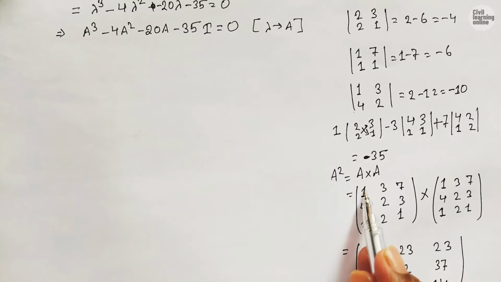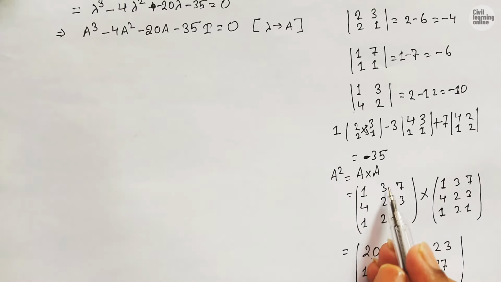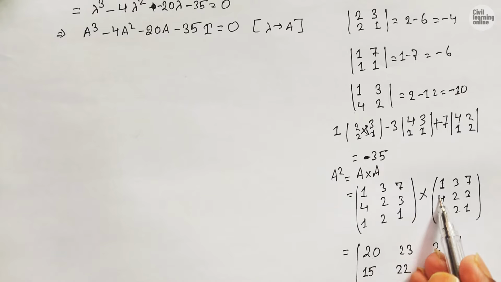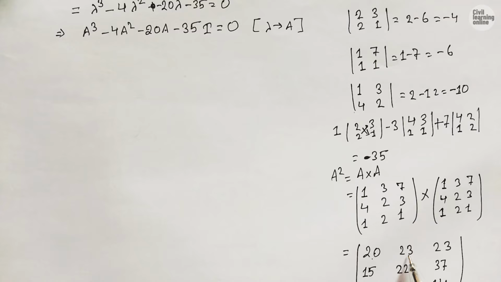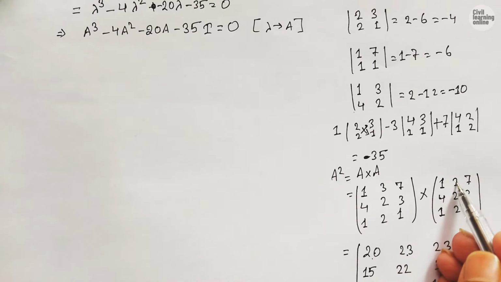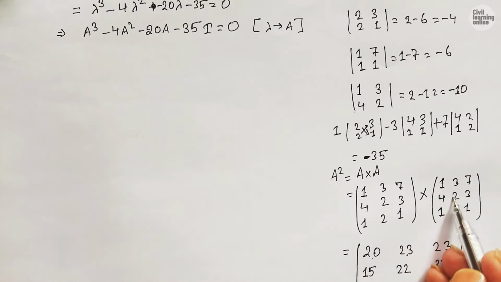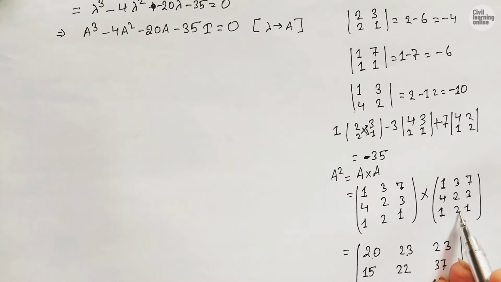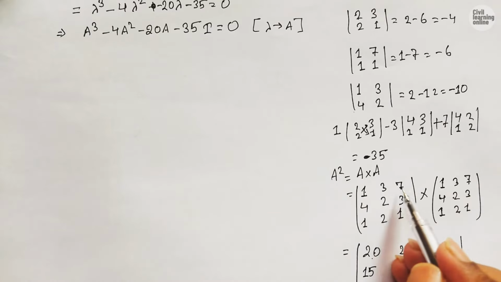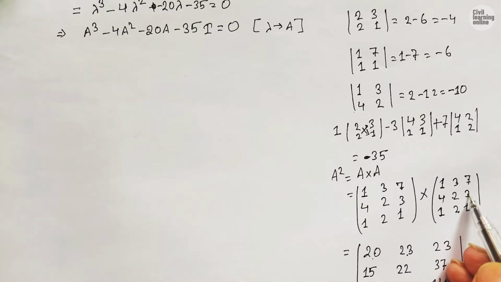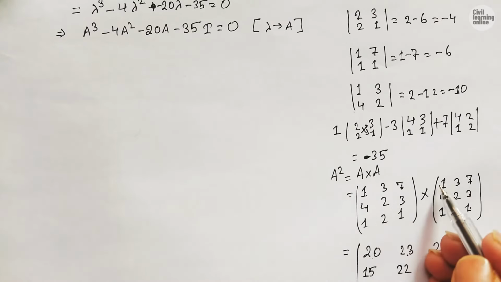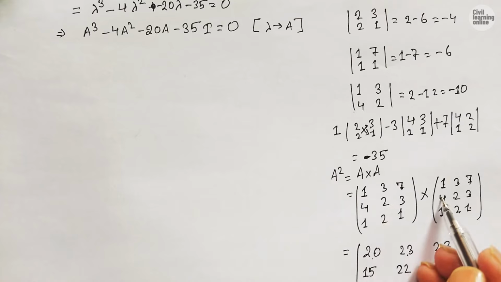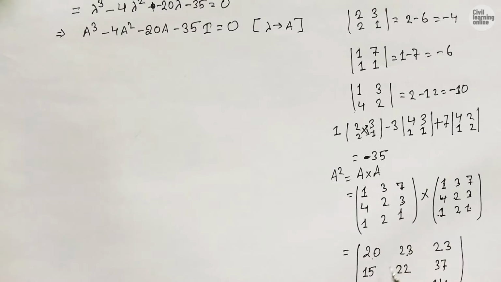How did we get this? See here, we multiply this 1 with 1 plus 3 times 4 plus 7 times 1, and we get 20. Similarly, how did we get 23? 1 times 3 plus 3 times 2 plus 7 times 2, we get 23. Similarly, for this 23, 1 times 7 plus 3 times 3 plus 7 times 1, we get 23. Similarly, 4 times 1 plus 2 times 4 plus 3 times 1, we get 15.